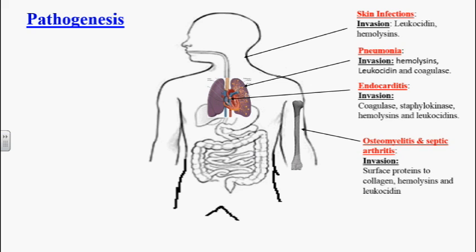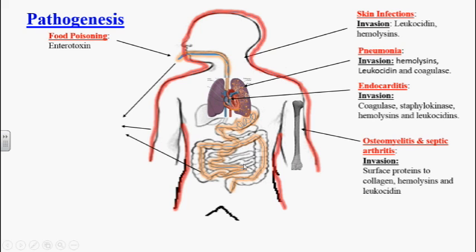It can cause osteomyelitis and septic arthritis. It is one of the most common causes of osteomyelitis and septic arthritis, majorly by hematogenous spread. The virulence factors are surface proteins binding to collagen, hemolysins, and leucocidins. It can cause food poisoning, especially by enterotoxin, and it can cause toxic shock syndrome. Toxic shock syndrome toxin 1 and enterotoxin are the virulence factors for toxic shock syndrome. It can cause scalded skin syndrome, especially in children, with exfoliating toxin.